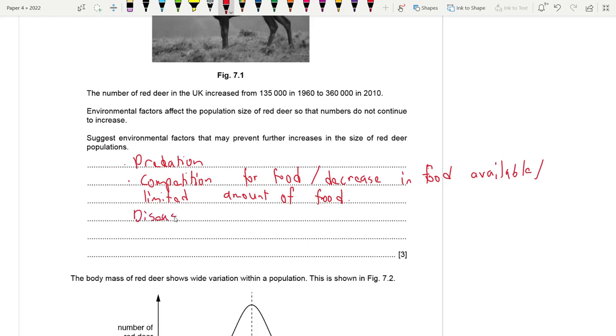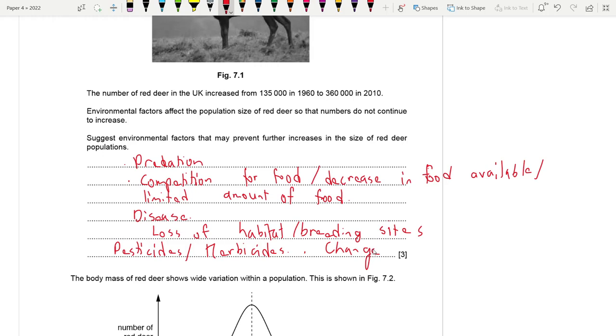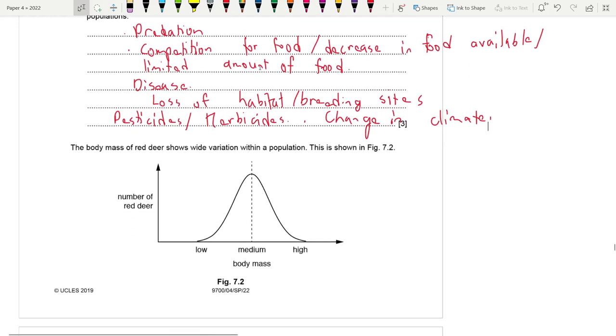There may be a disease, or loss of habitat or breeding sites. Or you could say that the habitats are limited, right? It may be due to some pesticides or herbicides, right? Or you could just refer to a change in climate, which may lead to a reduction in the size of red deer populations.